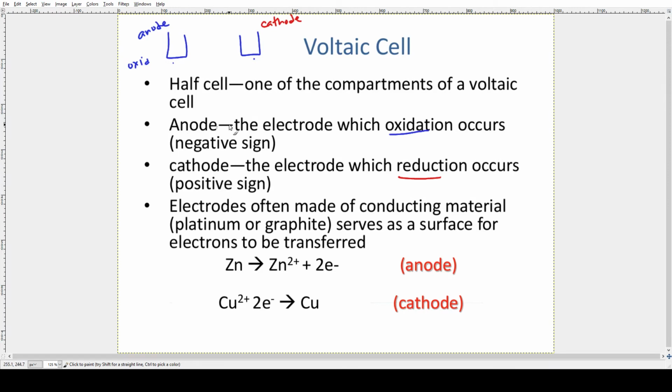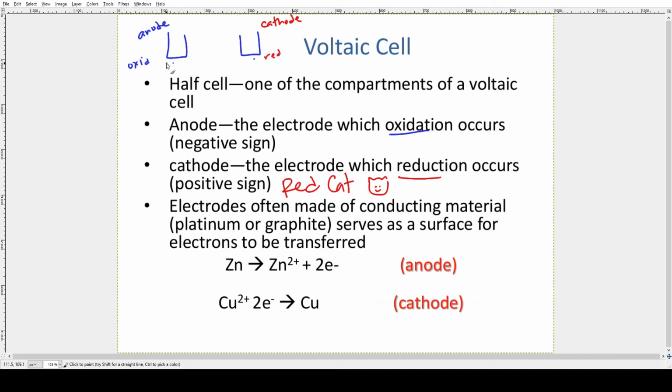If you have trouble remembering, does anode go with oxidation or reduction? Does cathode go with oxidation or reduction? My trick is red cat. I did not come up with this, somebody else did, but reduction happens at the cathode. You could imagine a red cat, happy little red cat, meowing in the background just like mine. Okay, reduction happens at the cathode. So I can write that over here.